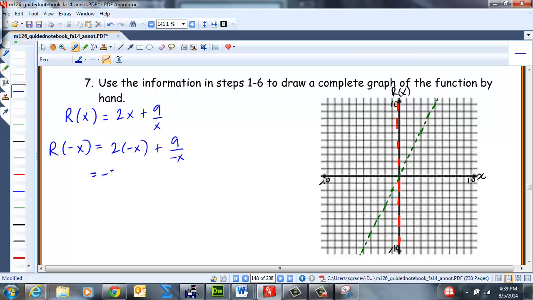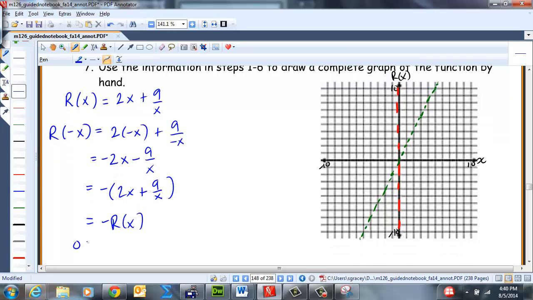So we would get negative 2x minus 9 over x. If I factored out a negative, I'd get negative times the quantity 2x plus 9 over x. And do you see that that's equal to negative r of x? So r is odd, and so that means the graph is symmetric with respect to the origin.